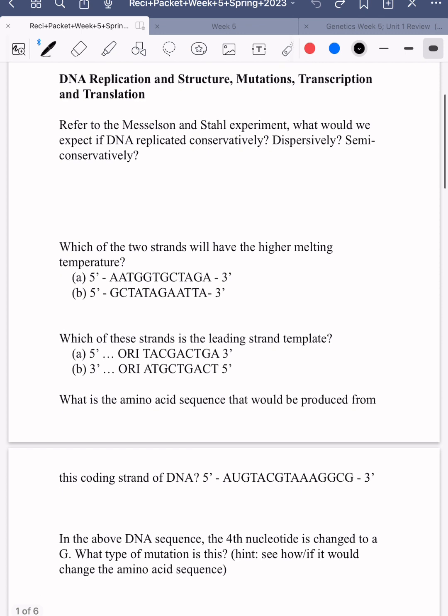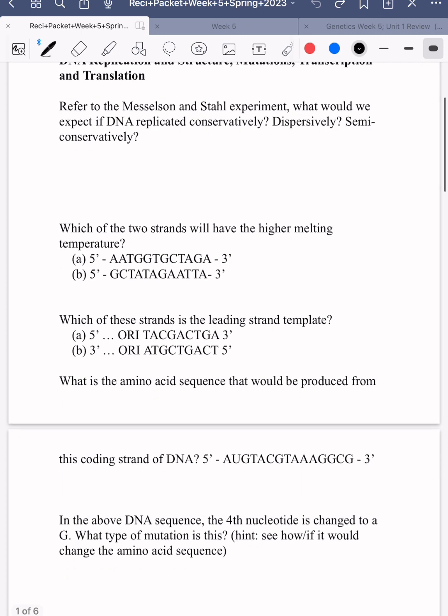All right, now going on to the next question. Which of the two strands will have the higher melting temperature? So remember, the melting temperature is dependent on the number of hydrogen bonds that are present between each of the strands. So to determine which one has a higher melting point, we'd have to see which strand of DNA has more hydrogen bonds. The more hydrogen bonds, the more energy it takes to break those strands apart, the higher the melting temperature would be.